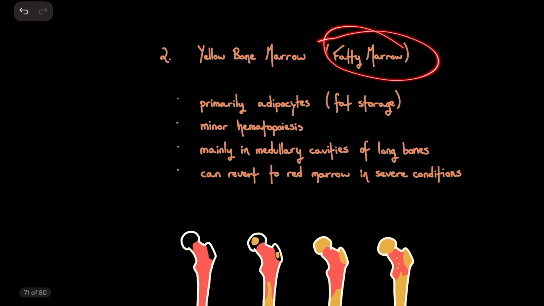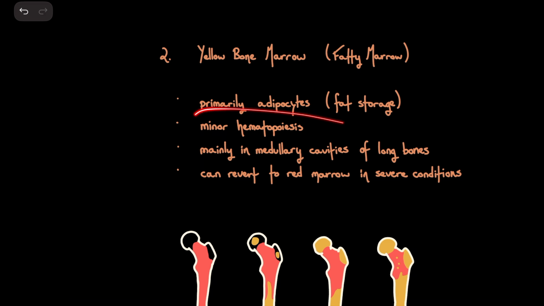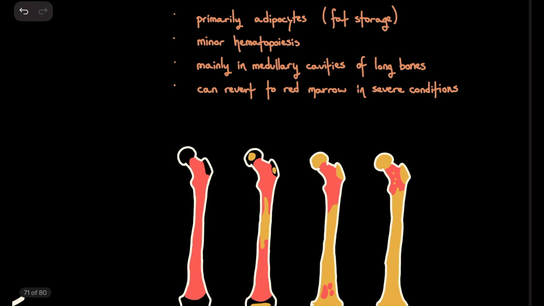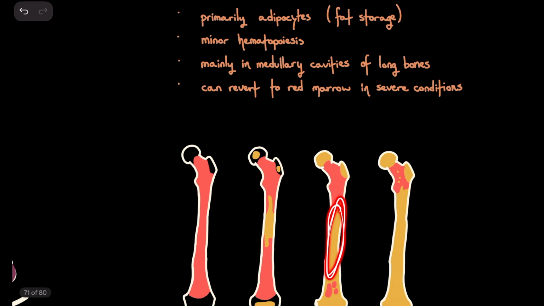Yellow bone marrow, or fatty marrow, is primarily just adipocytes, so fat storage. There's minor blood cell formation going on here, nothing crazy, and it's mainly going to be deep in those medullary cavities. So again, the nougat center within the bone.